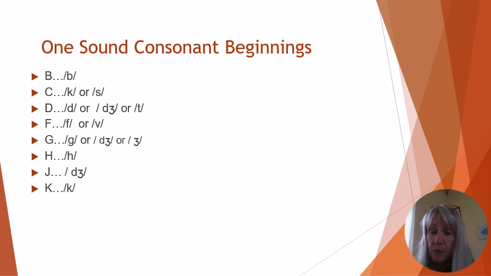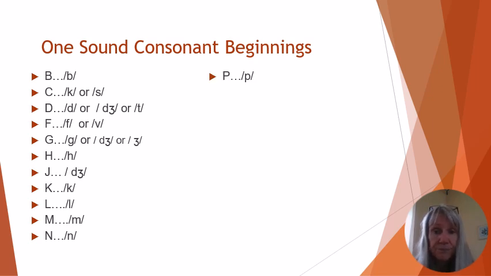K at the beginning of the word is the K sound. L at the beginning of the word, the consonant letter L, makes an L sound. M at the beginning of the word makes an M sound. N at the beginning of the word makes an N sound. M as in mother, it's Mother's Day, so I can say that proudly. N as in my name, Nancy.